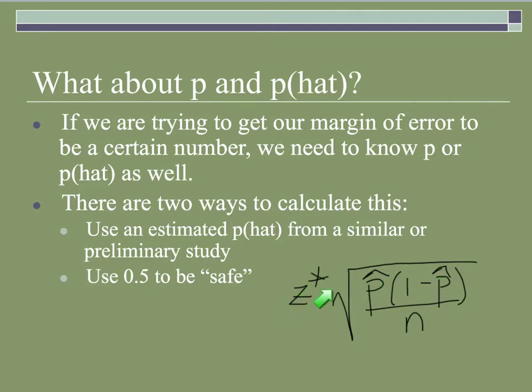Then, of course, you're already going to have a z-star value because you're going to have a confidence level suggested to you. If you don't, you're still going to use 95%, as I said for means. You'll be given a margin of error to set equal to, or less than or equal to, greater than or equal to, and so then n will be the only variable that we need to solve for.